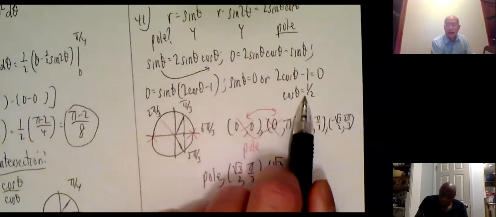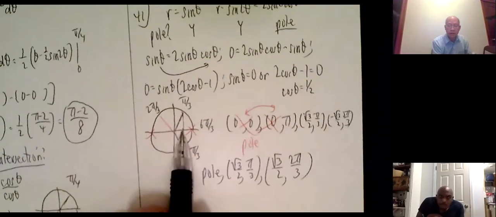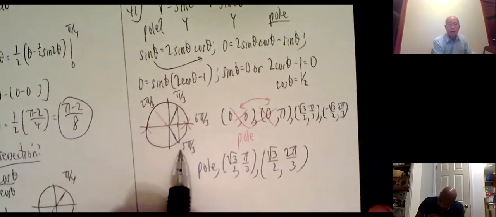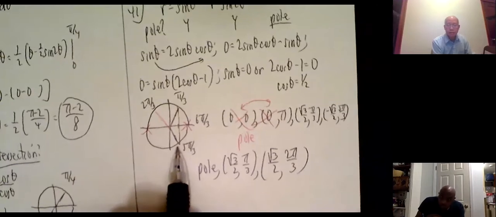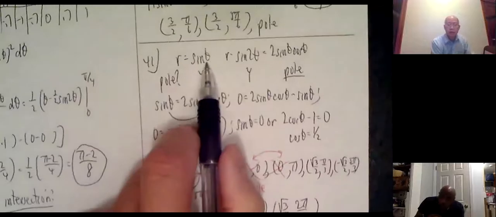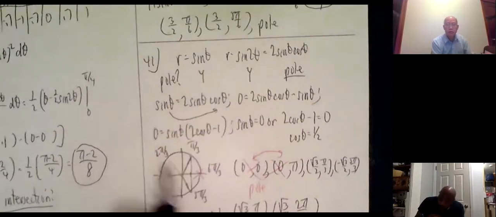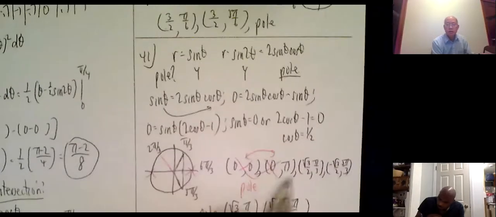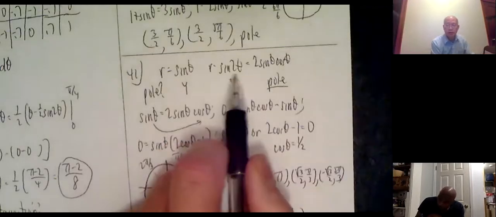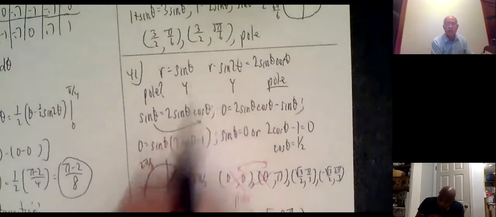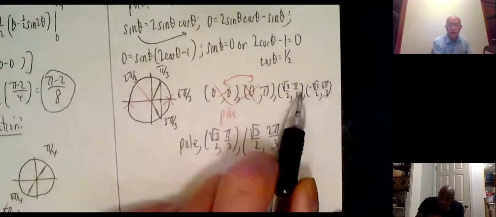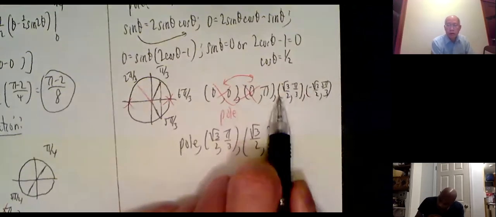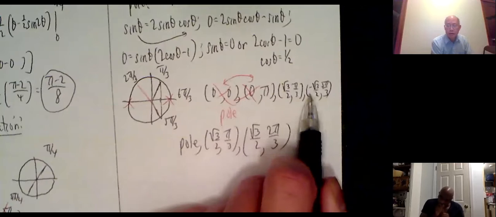Okay, cosine of theta is 1/2. The x coordinate is 1/2. That's here and here. So pi over 3, 5 pi over 3. Okay, so I plug in pi over 3. Sine of pi over 3, sine of 60 degrees, is radical 3 over 2. Plug in 5 pi over 3. You can plug in either this one or this one. This one's easier. 5 pi over 3 is over here. The sine is negative radical 3 over 2. Okay, so I have the pole, radical 3 over 2, pi over 3, and negative radical 3 over 2, 5 pi over 3.